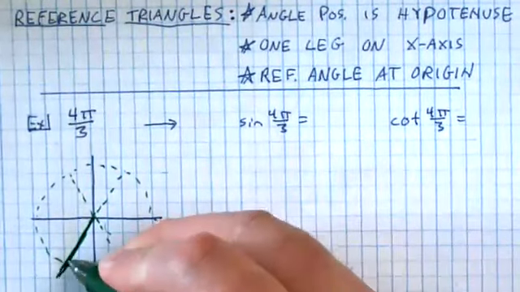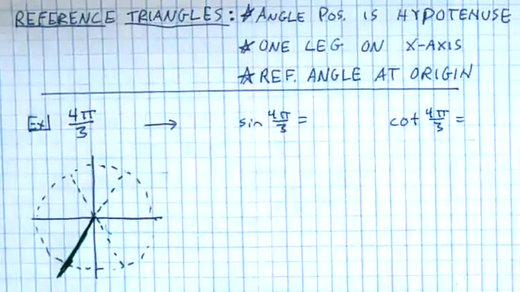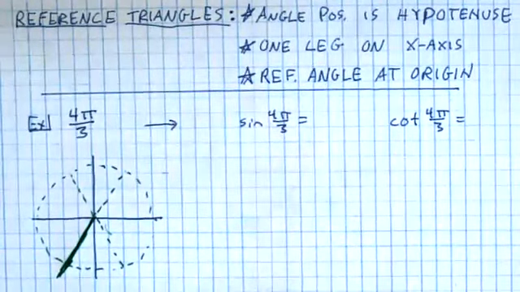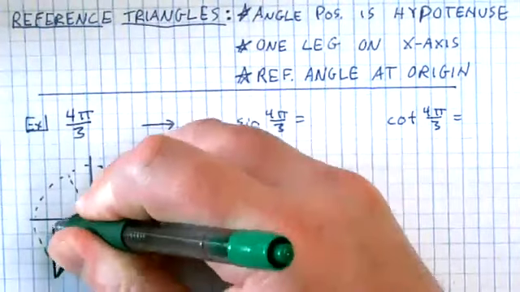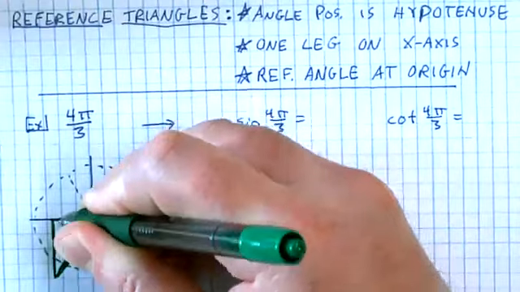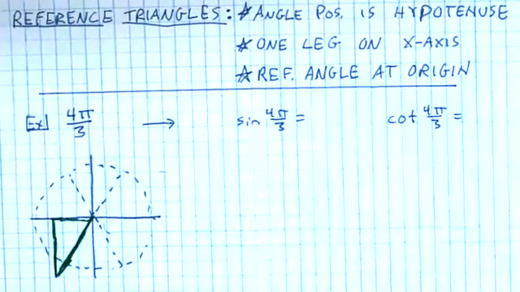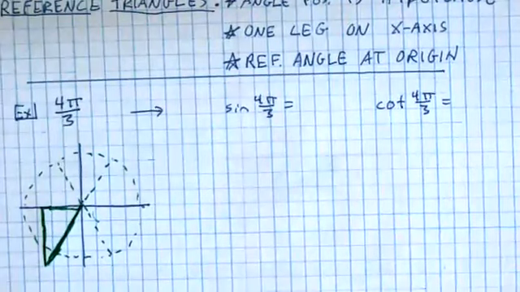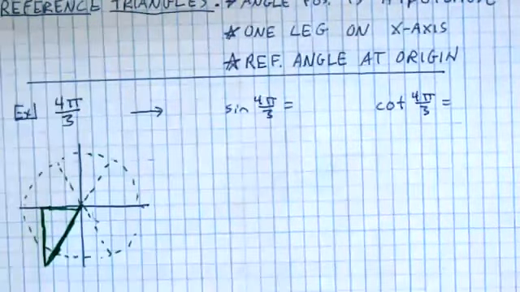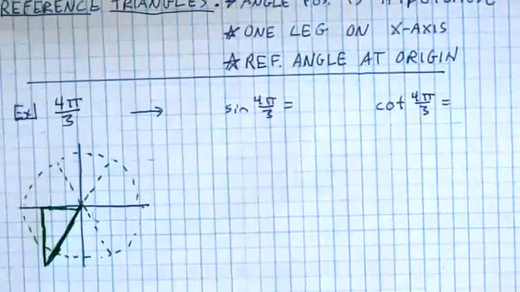All right. Now we need to connect that hypotenuse back to the x-axis. Remember, one of our legs has to be along the x-axis. So I'm going to draw a line connecting back to the x-axis. And that's going to be my reference triangle. You feeling all right so far?